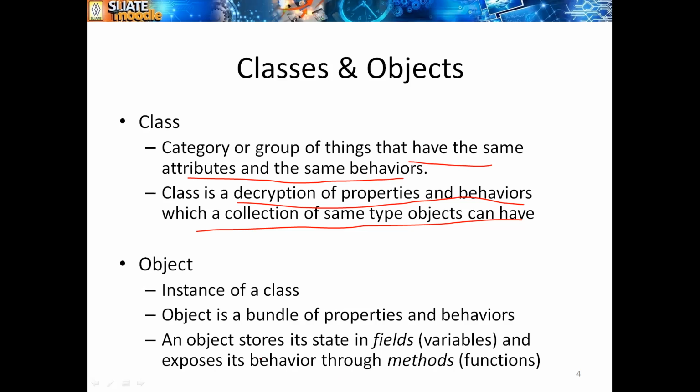After that, an object is an instance of a class. An object is a bundle of properties and behaviors. An object stores its state in fields and exposes behaviors through methods.